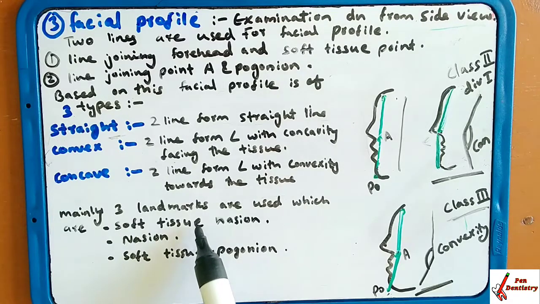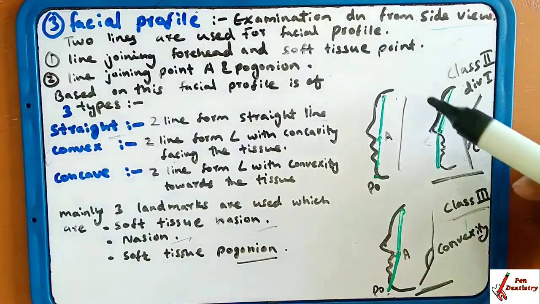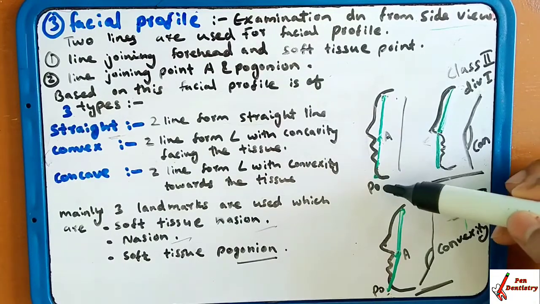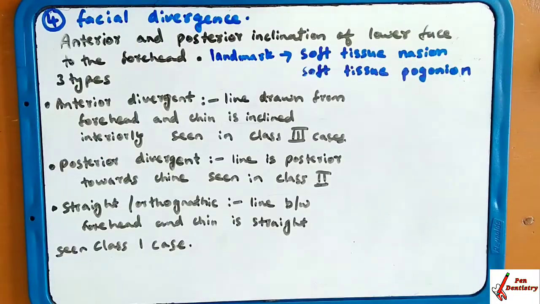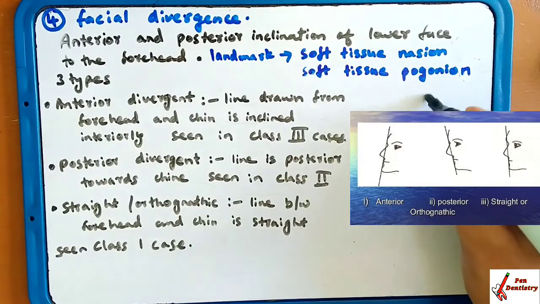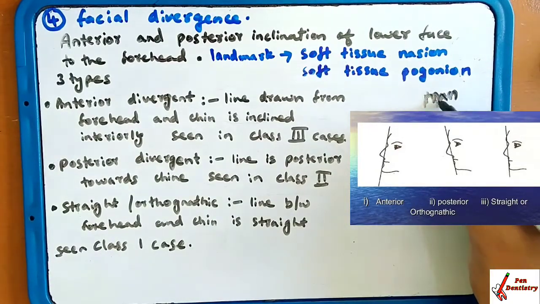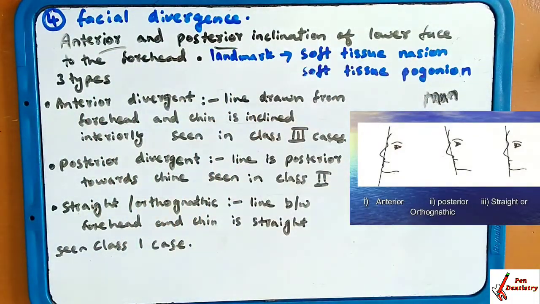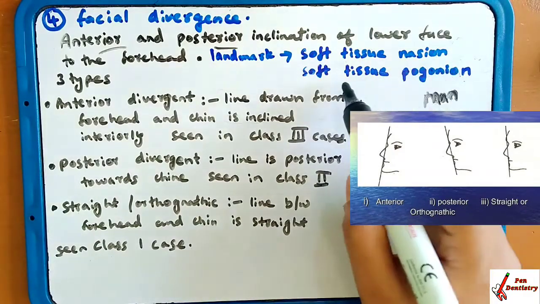The three landmarks we use in facial profile, you should remember, are soft tissue nasion, point A and soft tissue pogonion. That is, the soft tissue forehead up to point A, and from A up to pogonion. One is facial divergence. This is the anterior and posterior inclination of the lower face. That means the mandible is going to shift anteriorly or posteriorly. The landmarks used here are soft tissue nasion and soft tissue pogonion.